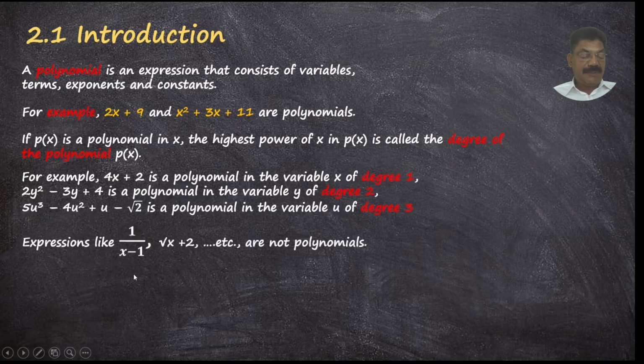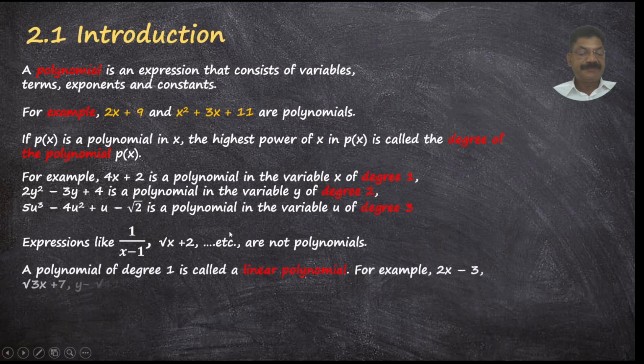Consider these expressions. 1 by x minus 1. It is a fraction. In the denominator, you have the polynomial x minus 1, but it is a fraction. Therefore, overall, it is not a polynomial. Square root of x plus 2. Definitely, this is not a polynomial because the variable x is in the radical sign. Therefore, these kinds of expressions are not polynomials.